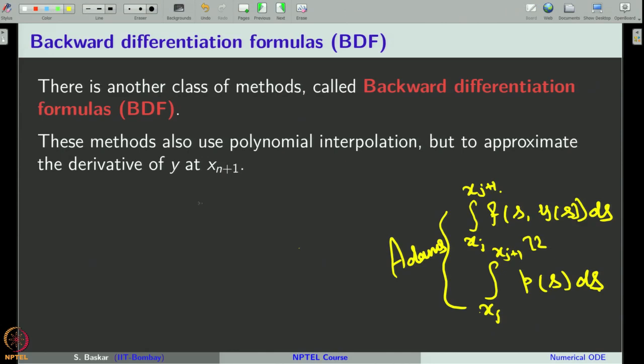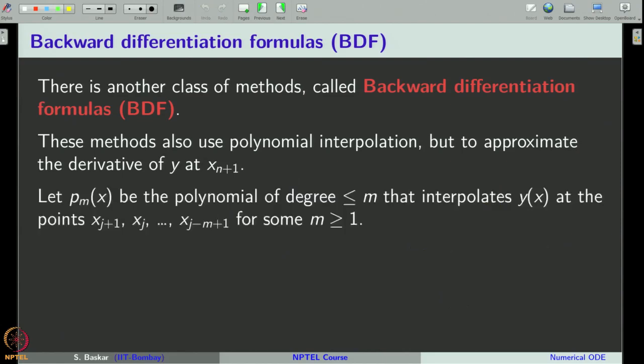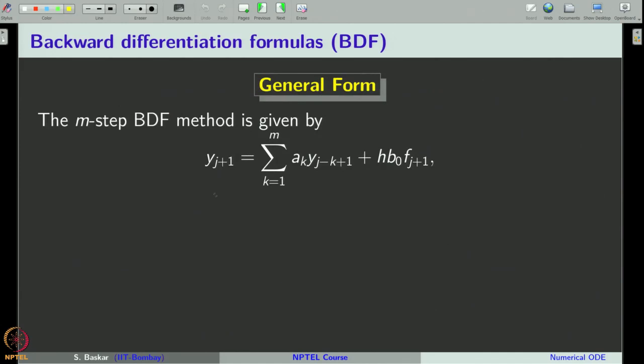Whereas, in the BDF method, we approximate the unknown function y by the polynomial and then we differentiate it, take p dash, and use this as an approximation in our equation. So, that is the idea. We go for the interpolating polynomial for the function y of x at these node points for some given m, and then replace y dash by p_m dash, and that gives us a general expression like this.